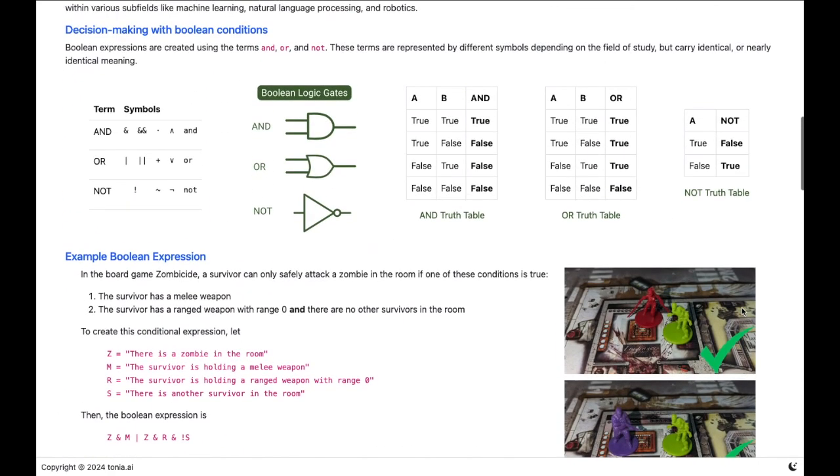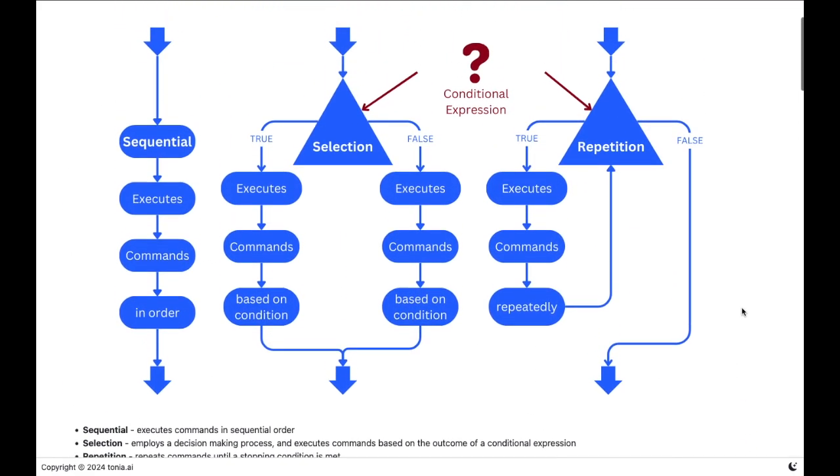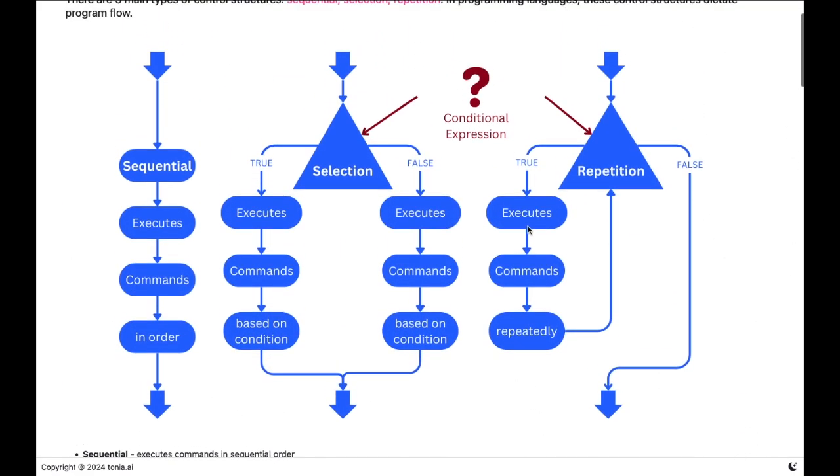If we look back at the repetition structure, you can see that when the conditional expression is evaluated, when it evaluates to true, these commands are executed, and then the expression is evaluated again. If it evaluates to true again, the commands are executed again, and this will continue repeating for as long as the conditional expression evaluates to true.